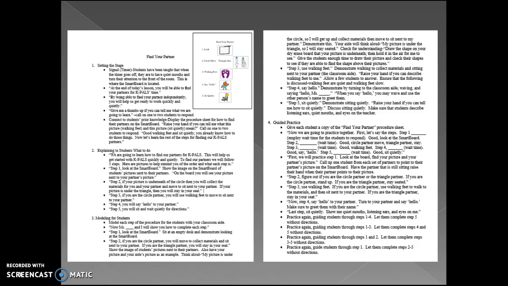A description of the activity will be provided to students, along with why it is important. It is important to be able to find our partners independently so we can get ready to work quickly and quietly. There will be a quick check for understanding, and then the students will have an explanation of what to do. This will simply be a presentation of the procedure with a quick description for the students. Then myself and my aide will model the procedure for our students. Students will have guided practice where they will practice each step individually to build on one another.